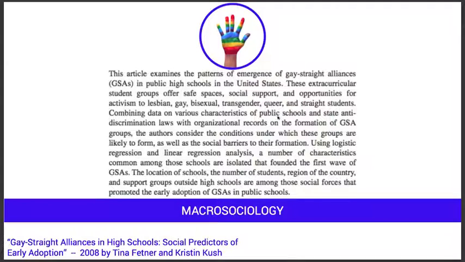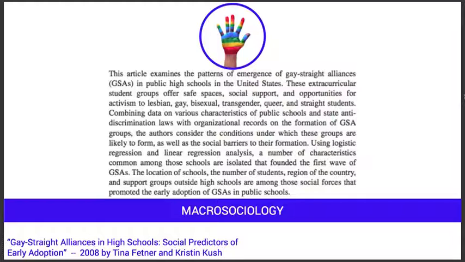Combining data on various characteristics of public schools nationwide, and then coupling that with anti-discrimination laws at the state level, in concert with organizational records on the formation of GSA groups, high school Gay-Straight Alliance clubs. They're looking to understand, and this is the research question, the conditions under which these groups are likely to form, as well as the social barriers to their formation. And they use a variety of statistical methods to understand, finding that the location of the schools, the number of students, the region of the country, and then the existence of support groups in the local communities are some of the major forces that affected whether or not public schools nationwide were earlier adopters of these Gay-Straight Alliance clubs.